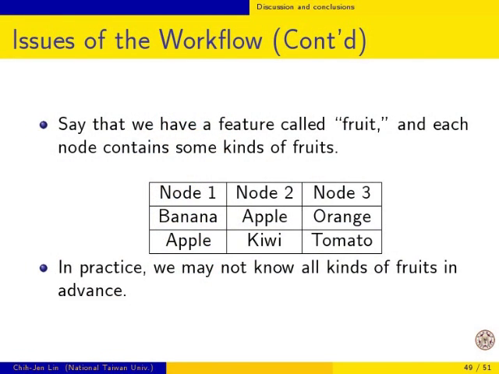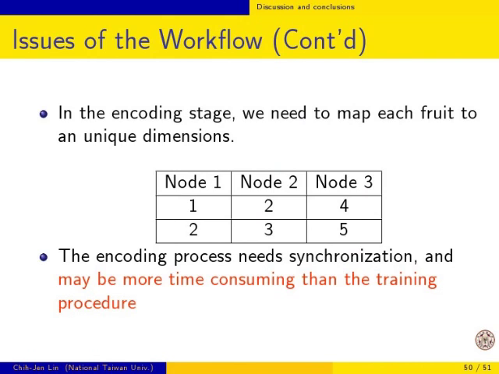Here's a reason. Suppose we have a feature called fruit, and each node contains some kinds of fruits. In practice, we may not know what kinds of fruits in advance, but now we want to encode them to different numbers. So eventually we want to generate such indices on different nodes. This again is a kind of parallel process, and it is actually quite complicated for our case. So in the end, at least right now for our system, this encoding may take more time than the training. But I need to say, not for that setting of 5,000 features, because for this experiment I try to use only simple features.